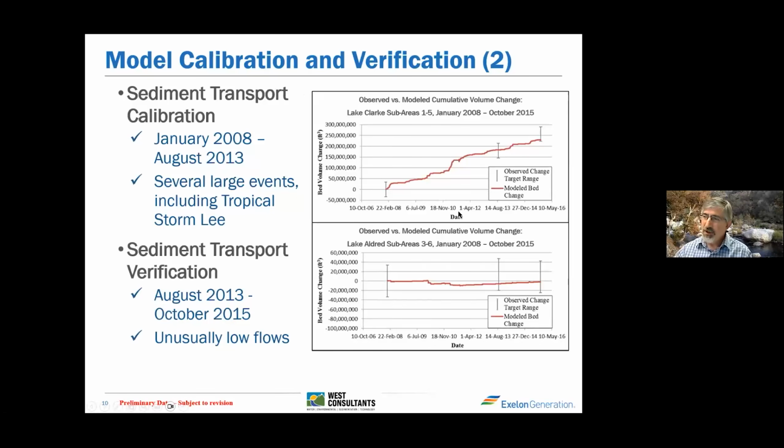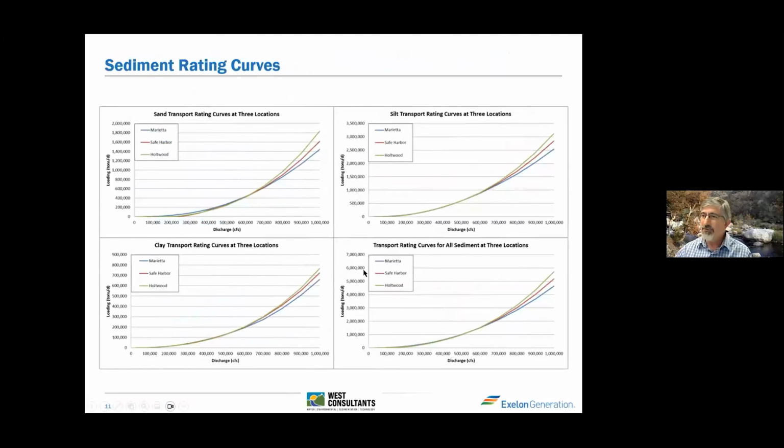And so in this case, we didn't have exact numbers. We had a range of potential changes that were observed in the reservoir. And then we had our model results here. And so this is showing a mass change. Here's a bed volume change. Again, apologies, this is in cubic feet, not cubic meters. But you can see that at least for the calibration period, and then validation period down below, we were within the range of what was measured. So we felt pretty good about that.